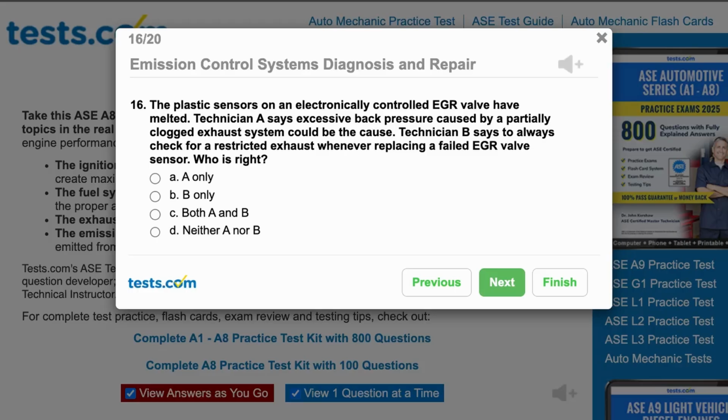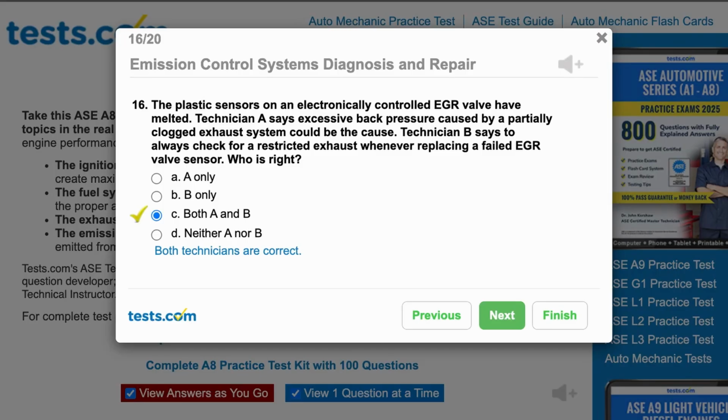Question 16. The plastic sensors on an electronically controlled EGR valve have melted. Technician A says excessive back pressure caused by a partially clogged exhaust system could be the cause. Technician B says to always check for a restricted exhaust whenever replacing a failed EGR valve sensor. Who is right? A. A only. B. B only. C. Both A and B. D. Neither A nor B.